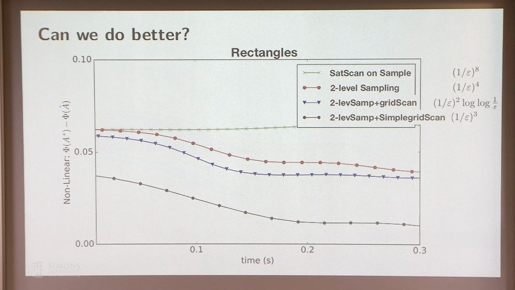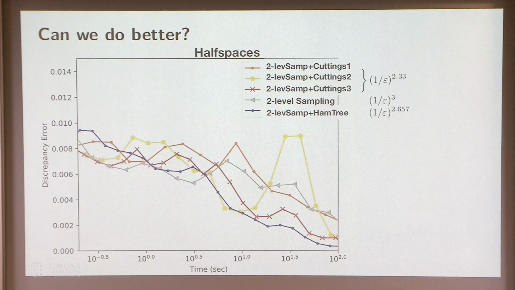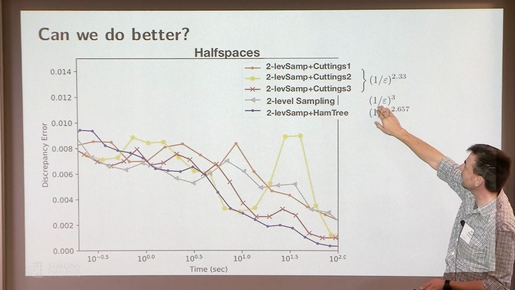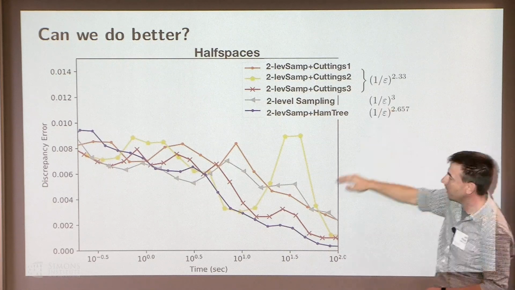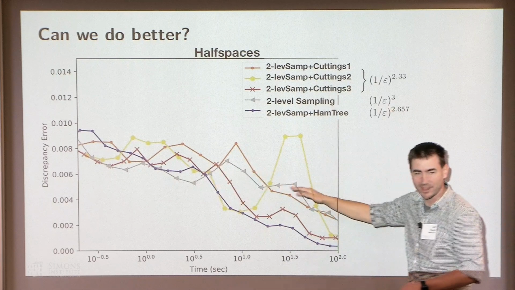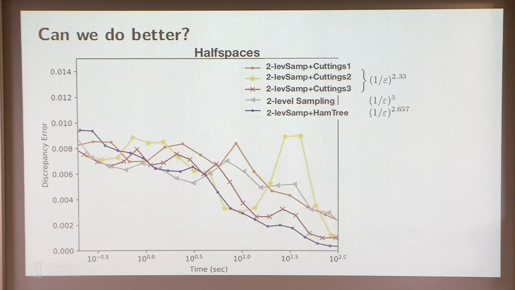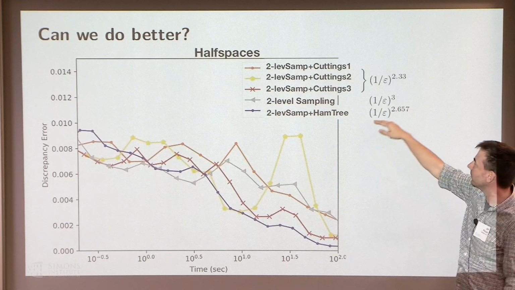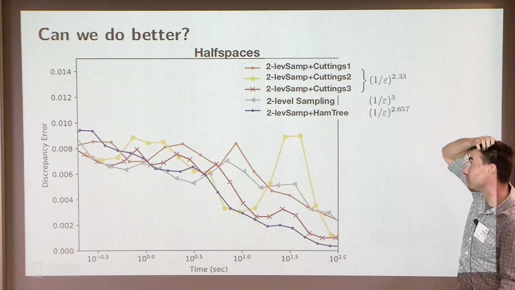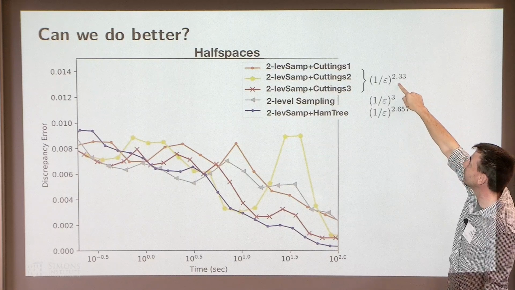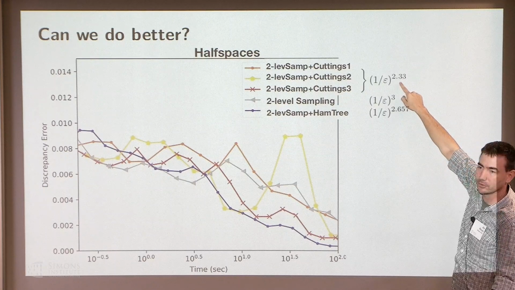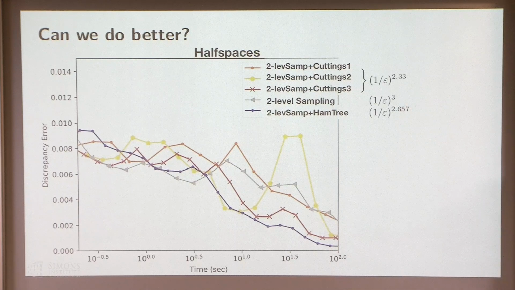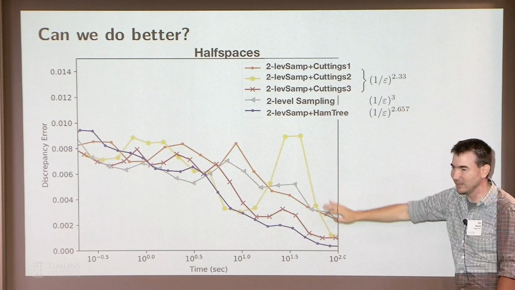Okay, this is a little bit messier. This is for half spaces. The two-level sampling is here, 1 over epsilon to the third, and that's the gray line here. This is kind of messier, and we have another algorithm. We have two provable improvements on this. One is, I think, within 1 over epsilon to the 1/3 of optimal. And these are messy, so I'm not going to go into the details of these.